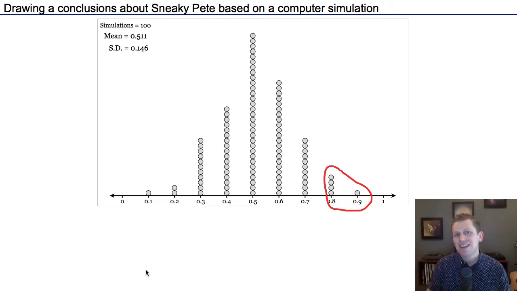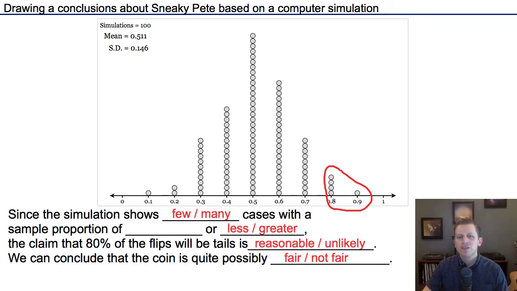After we've highlighted the cases that happened in our computer simulation, we want to decide, does this represent few cases or many cases? Here I can see this didn't happen very often. It only happened 5 times out of 100 simulations. So what we can conclude is that this simulation shows few cases with a sample proportion of 0.8 or greater. We said greater because this value of 0.8 was to the right of the mean. Had the value been to the left of the mean, we would have said or less.